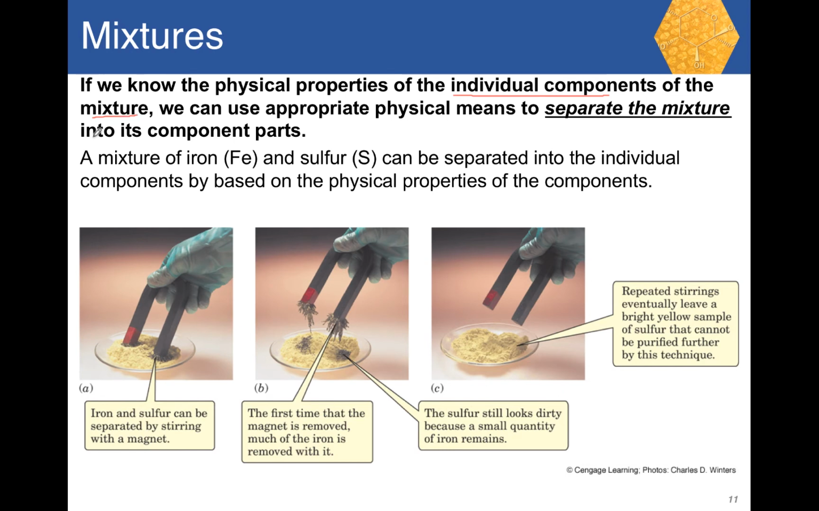An example here is iron and sulfur. We know that iron has magnetic properties. So that's a physical property of iron. Sulfur does not have magnetic properties. So if you have a mixture here of iron and sulfur, you can separate that because you can now use a magnet to attract the iron, and what's left behind is the sulfur. So again, mixtures can be separated by physical means. Compounds cannot.